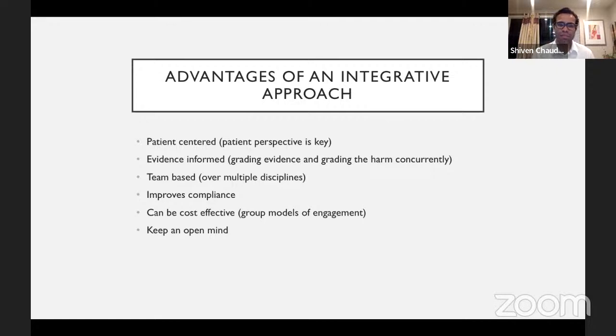It really improves compliance. So in integrative medicine, we use a counseling technique called motivational interviewing, which time and time again has shown that it's better than conventional advice. Motivational interviewing is this idea that you are looking at the patient's perspective, but really you're empowering them to make the decision rather than giving paternalistic advice.